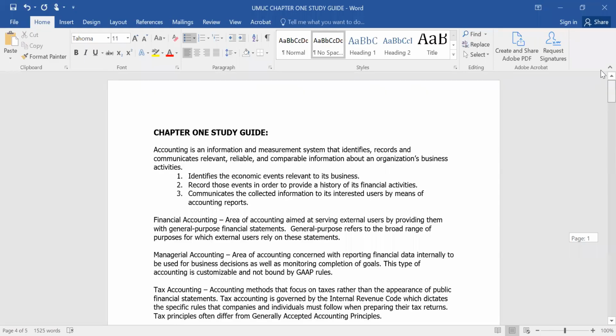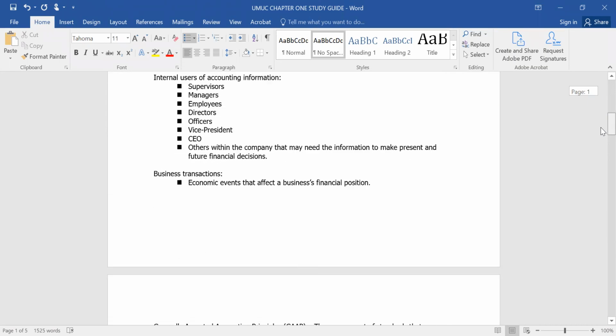So the first thing I want to show you is our chapter 1 study guide. And there's just a few things. Again, I'm adding this to our discussion regarding this lecture. You're going to find this in the professor discussion. But most of it you can just read on your own.